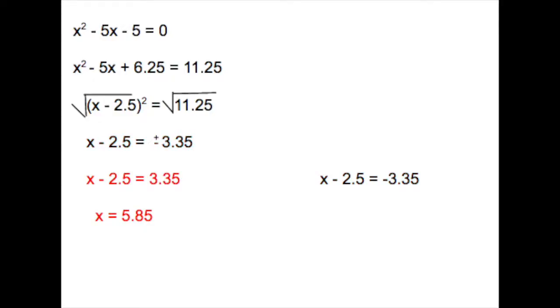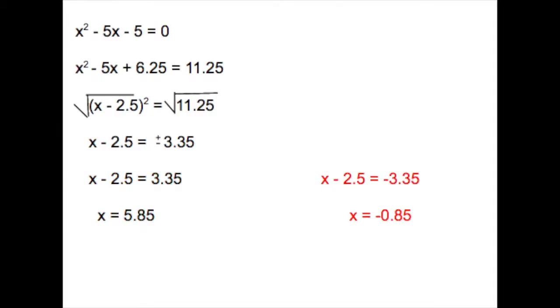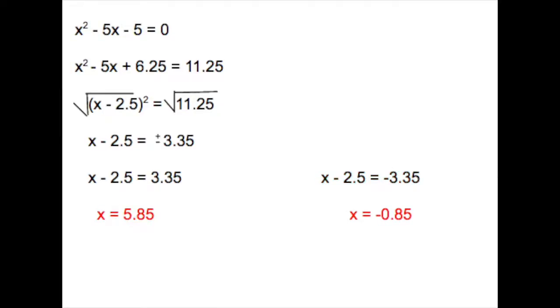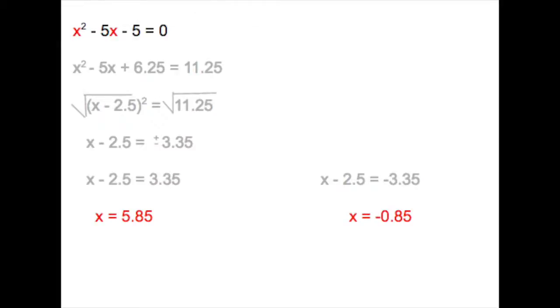Solving the first equation, we get x equals 5.85, and solving our second equation, we get that x equals negative 0.85. So we have our two solutions for the quadratic equation, x equals 5.85 and x equals negative 0.85. Let's check our solutions for accuracy by substituting them into the original equation.